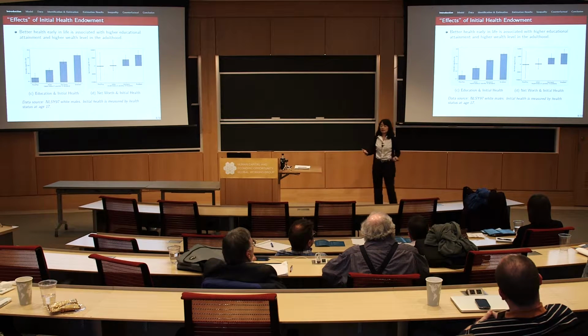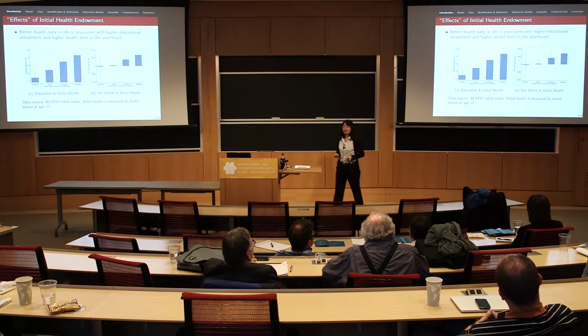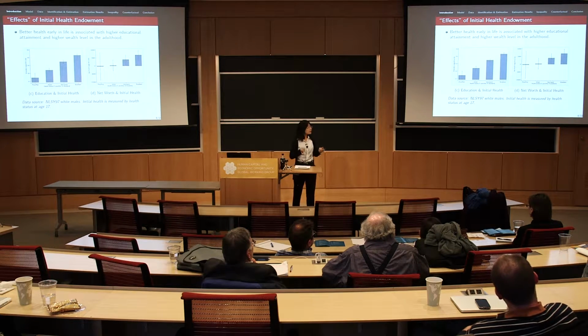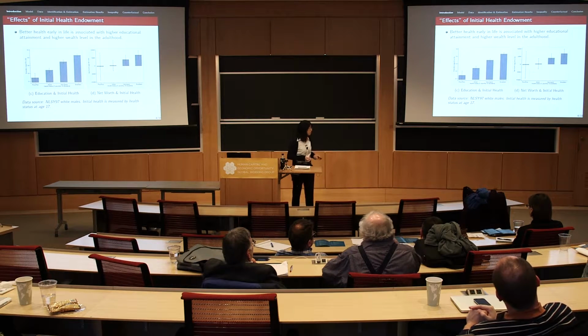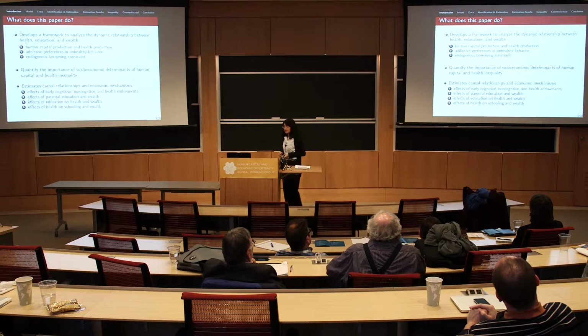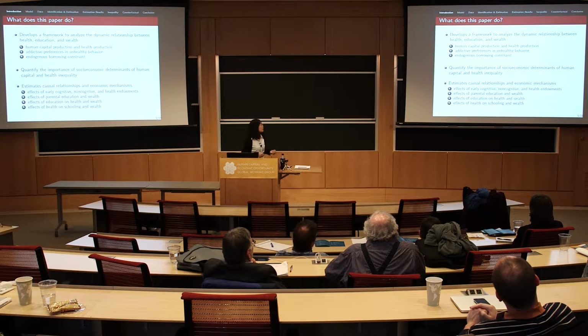And similarly, we see this kind of gradient with respect to net worth. So those three graphs are the motivating evidence that partially motivates us to think about health, education, and wealth jointly in a life cycle framework. So what do we do in this paper? We develop a framework to analyze the dynamic relationship between health, education, and wealth.